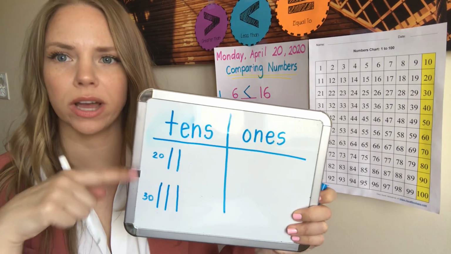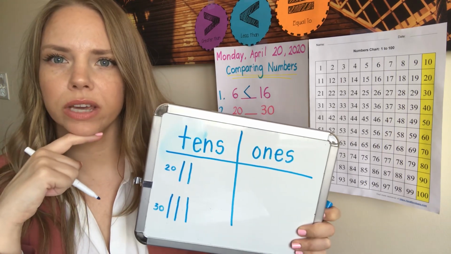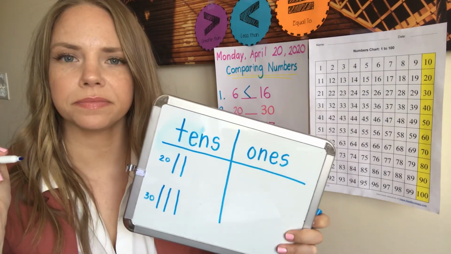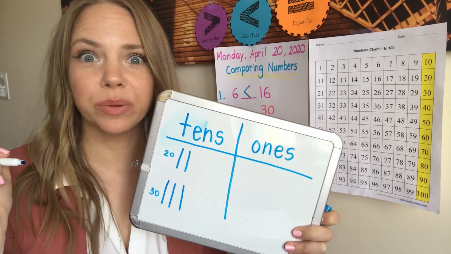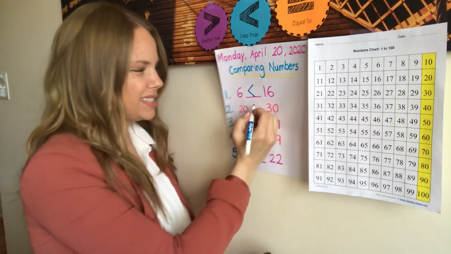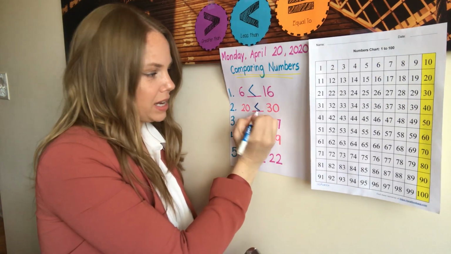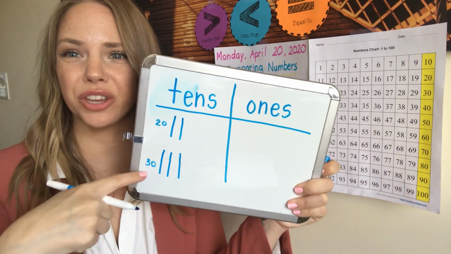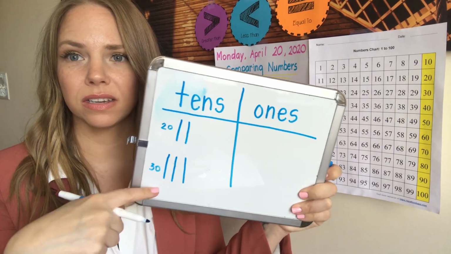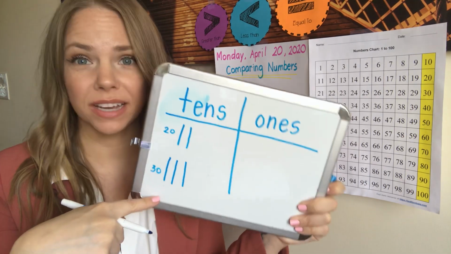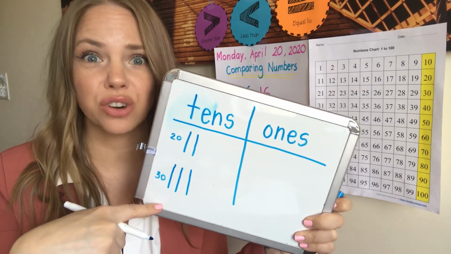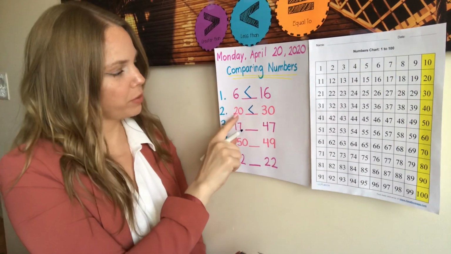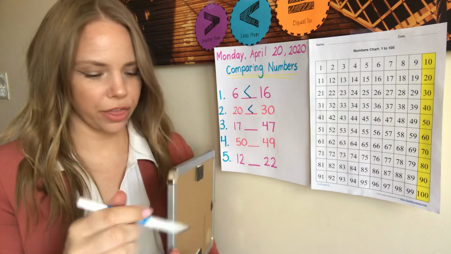20 is what when you compare it to 30? There's our 20 and 30 on our hundreds chart. Yeah, I agree with you. I think 20 is definitely less than 30. 20 is less than 30 because 30 has more tens. 20 only has 2 tens, but 30 has 3 tens. That's how I know 30 is greater. That's how I know 20 is less than. So I would write 20 is less than 30.